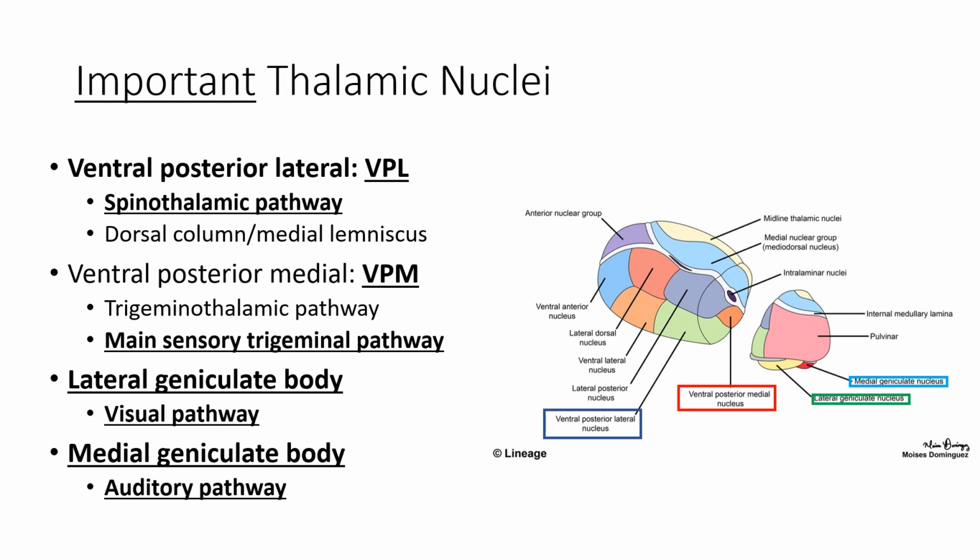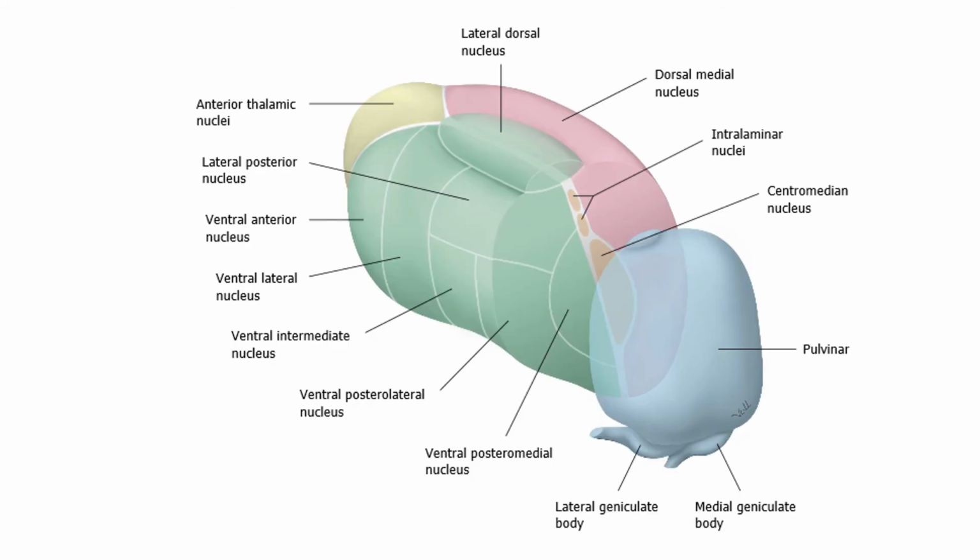VPM is for trigeminal, okay, so trigeminal thalamic pathway. Lateral geniculate visual, medial geniculate auditory. So VPL, spinal thalamic dorsal columns, VPM, trigeminal, lateral geniculate visual, medial geniculate auditory.